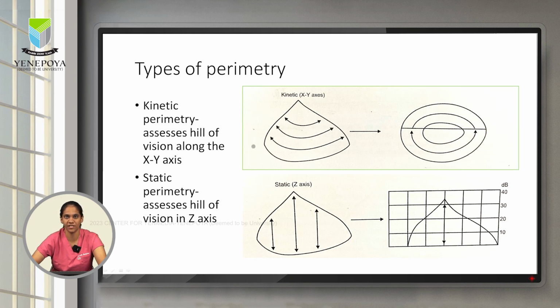In kinetic perimetry, we assess the hill of vision along the XY axis. This is where you see isopters. In static perimetry, you assess the hill of vision under the Z axis. This is your hill of vision. Traquair actually described this as a hill of vision in a sea of darkness. That is something that has been described for visual field since ages.